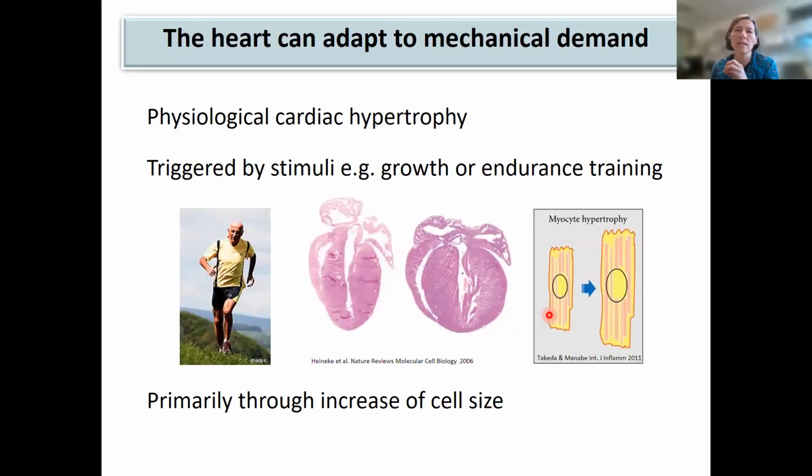I'm also interested in an ability of the heart that is quite remarkable: the heart senses mechanical demand and can respond to it. It's a normal physiological process called physiological cardiac hypertrophy. Upon stimuli such as endurance training, pregnancy, or growth, the heart can meet the increased demand by increasing the cardiac output. Because cardiac cells can't divide easily, this is done by increasing the size of each individual cell, a process called myocyte hypertrophy.